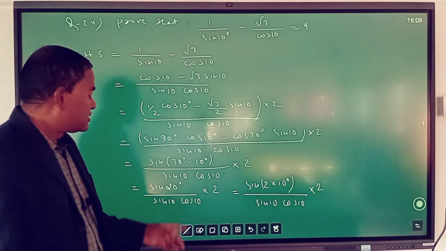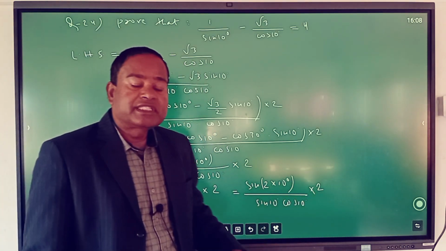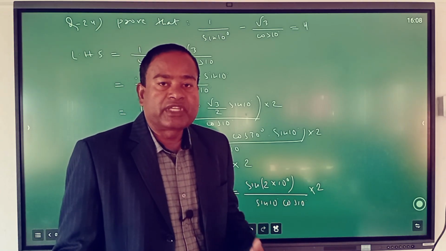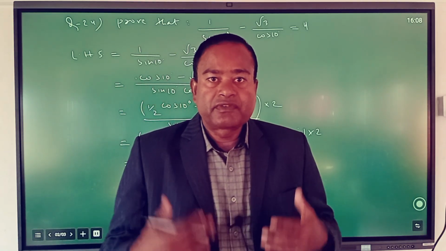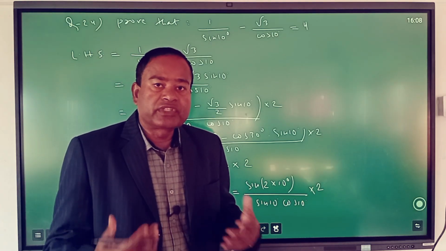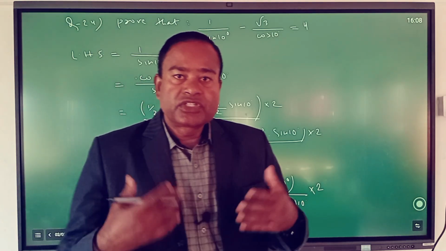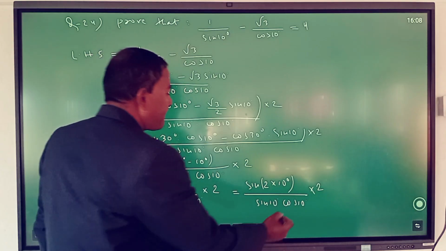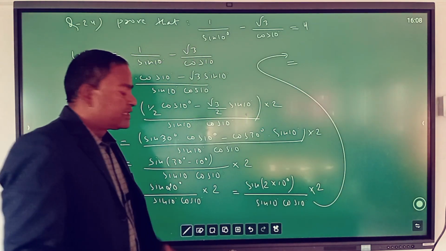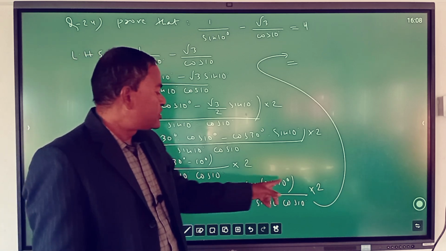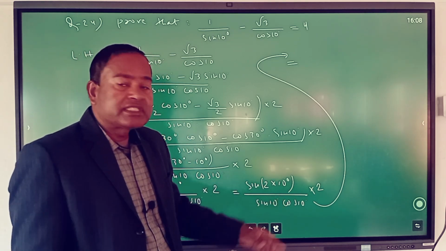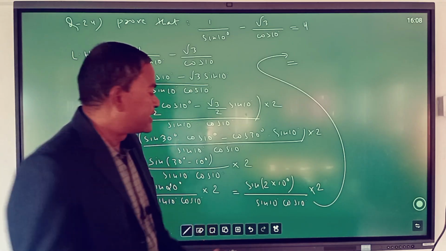Dear students, sin 20 degrees we have changed into sin 2A form. That means 20 degrees we can write as 2 times 10 degrees, so that we can use the formula of sin 2A. We know that the formula of sin 2A is 2 sin A cos A. Supposing 10 degrees as A, sin 2A means 2 sin A cos A.